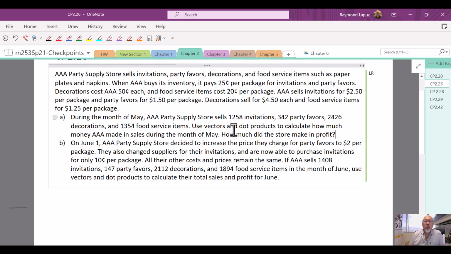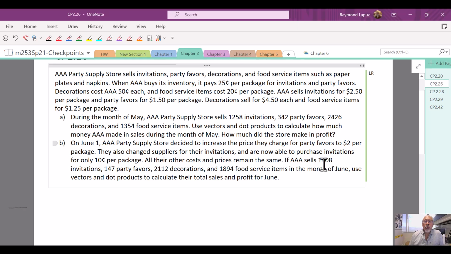Use vectors and dot products to calculate how much money AAA made in the sales during the month of May. How much did the store make in profit? All right, so we need to figure out the sales and the profit. Just to look ahead, June 1st, the party supply decided to increase their price and charge a different amount for party favors and change suppliers for the invitation. So now it's only 10 cents per package, etc. So all their costs remain the same.